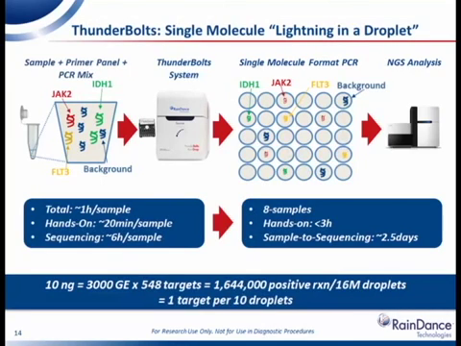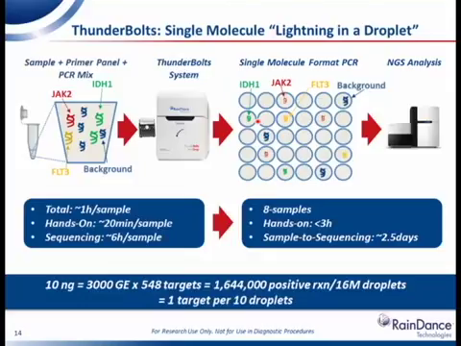This slide outlines the basic principles of the ThunderBolts application. First, you start out with a sample which contains the target molecules of interest, non-target background DNA, PCR primers specific for the target regions, and the PCR reagents. The samples are then loaded into a microfluidic chip and then placed on the RainDrop Thunderstorm source instrument. The source instrument then generates 16 million 5 picoliter volume droplets. And what this does is it partitions those target DNA molecules so that each droplet contains only one target molecule.